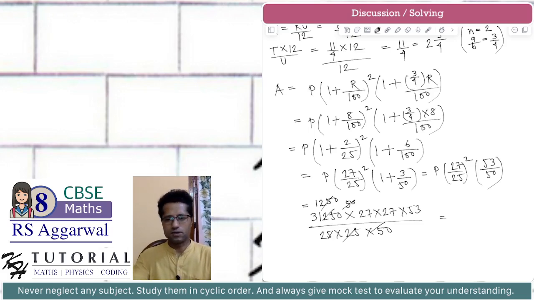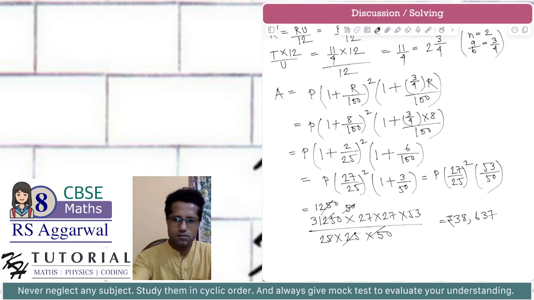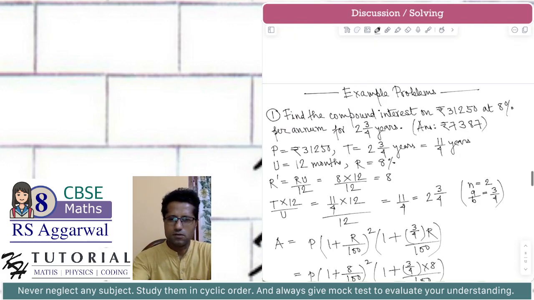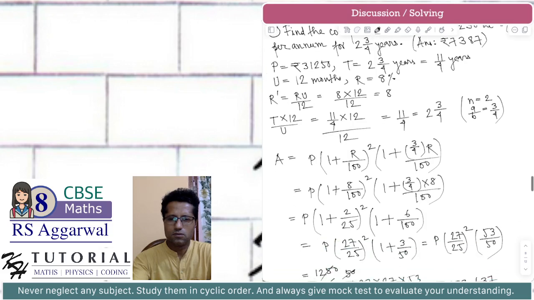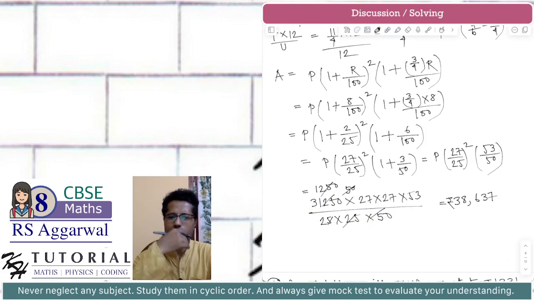Okay, so this is 27 multiplied by 27 multiplied by 53, and now I will use the calculator. I'm really sorry for this. 27 multiplied by 27 multiplied by 53 is 38637. Find the compound interest on 31250. This is the amount.